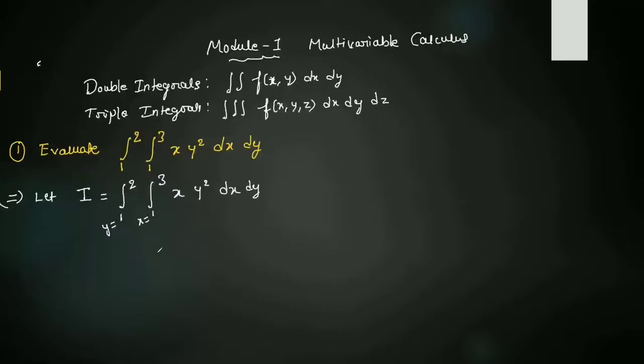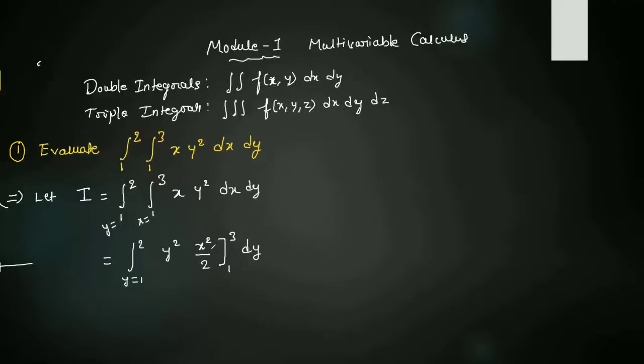Then integration. We have to integrate with respect to x. So x is here; keep y square and dy constant. So I is equal to the integral of y from 1 to 2, keeping y square as it is, and integrating x, which gives x square by 2 with limits 1 to 3, and dy remaining. I'll repeat again. We are integrating with respect to x. Keep y square as it is. The integral of x will be x square by 2. Limits are 1 to 3 and dy as it is.